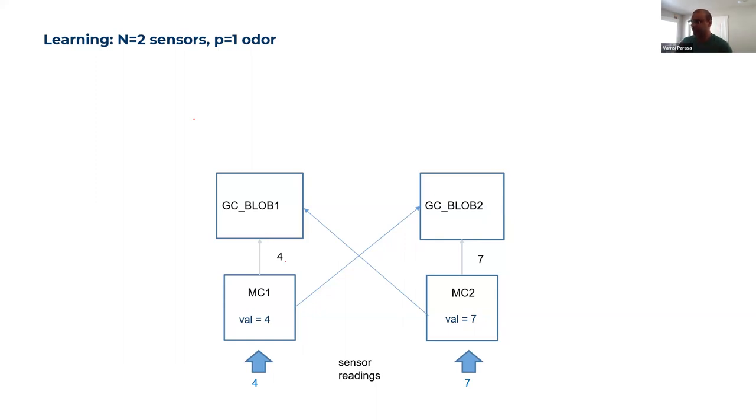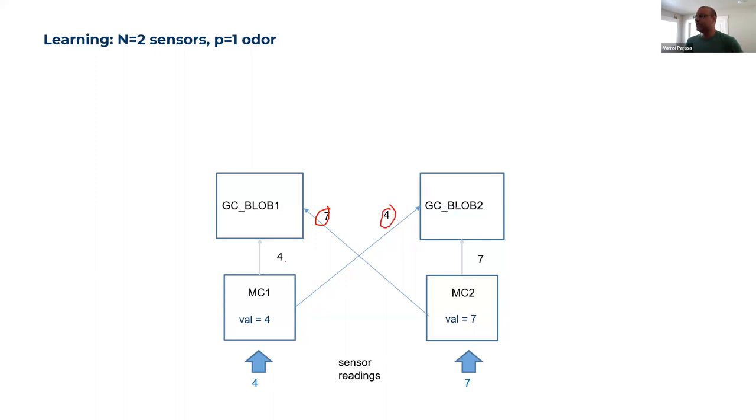We don't operate on spikes anymore. We just directly send the values of these sensor readings as integers. We directly send integer messages. So we send the values to both the local MC and the local GC and the remote GC. That is what is happening here. MC2 is sending its sensor reading value 7, and MC1 is sending its value 4 to its distant GCs.